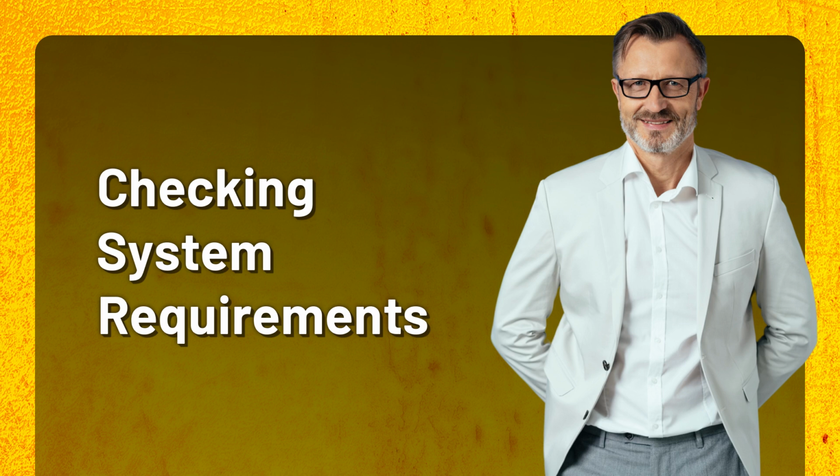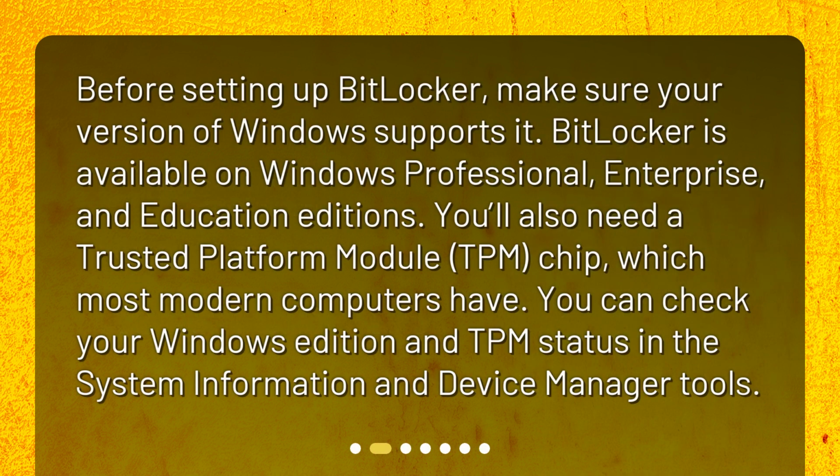Checking system requirements. Before setting up BitLocker, make sure your version of Windows supports it. BitLocker is available on Windows Professional, Enterprise, and Education editions. You'll also need a Trusted Platform Module, or TPM chip, which most modern computers have. You can check your Windows edition and TPM status in the System Information and Device Manager tools.